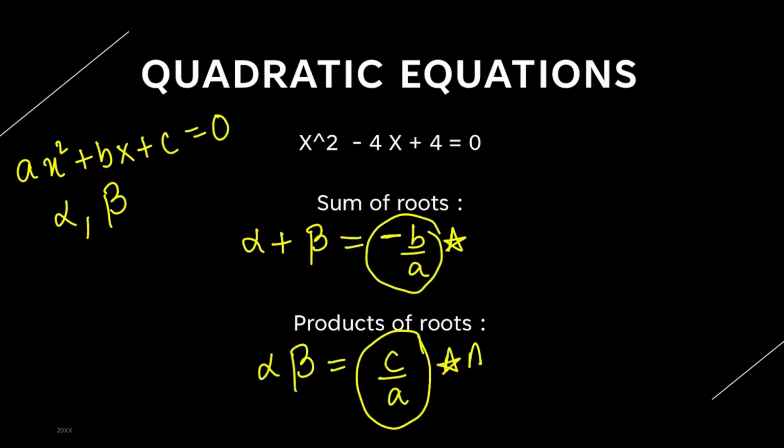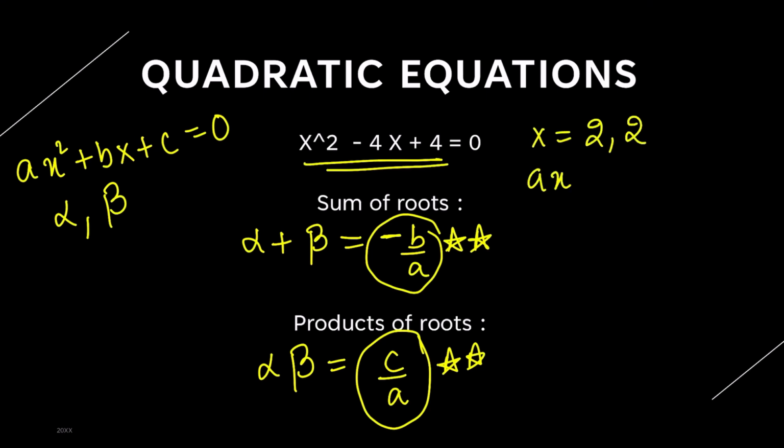Very important: the sum of the two roots of the equation is minus b by a, and the product of the two roots is c by a. Let's see. This we have already solved. Here we were able to find that the two roots were 2 and 2, right?